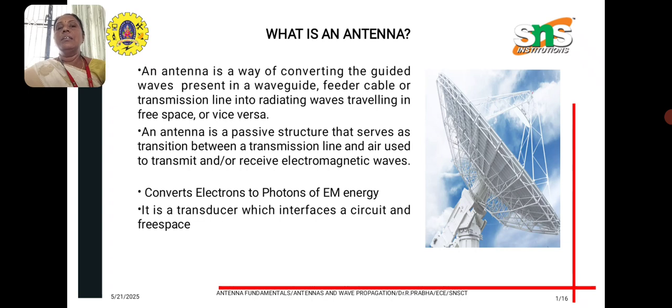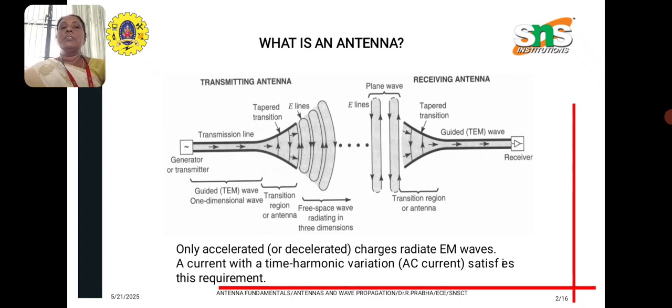Or otherwise, an antenna can be defined as a converter which converts electrons to photons of electromagnetic energy, and because of this reason it is called a transducer which interfaces a circuit and free space. The picture represents the antenna structure connected on both the transmitting side and the receiving side. At the transmitting side, the antenna is connected with the transmission line, and the transmission line is connected to a source or generator which generates or transmits a signal.